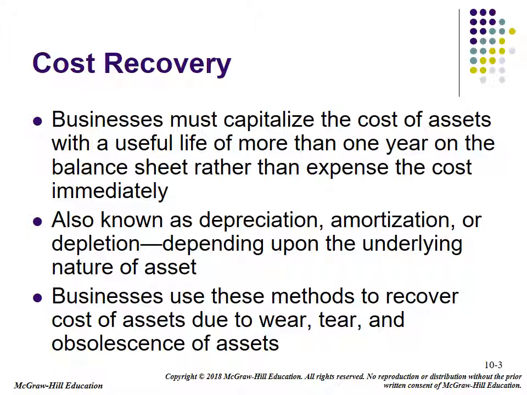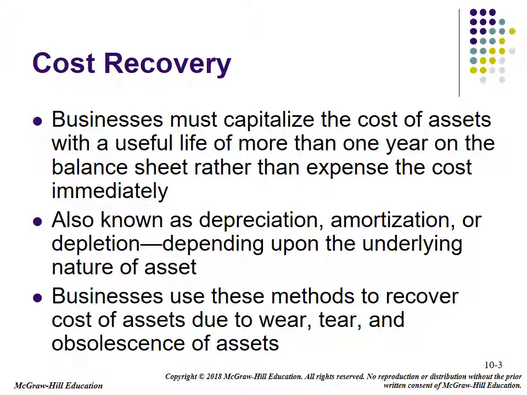Businesses must capitalize the cost of assets with a useful life of more than 1 year. So if you buy something you're going to use more than 1 year, we must capitalize it. Then we recover the cost of that asset, meaning we expense that cost over the time we're going to use it. Depreciation is what we call the expensing of tangible assets. Amortization is what we call the expensing of intangible assets. And there is depletion, which is the expensing of natural resources.